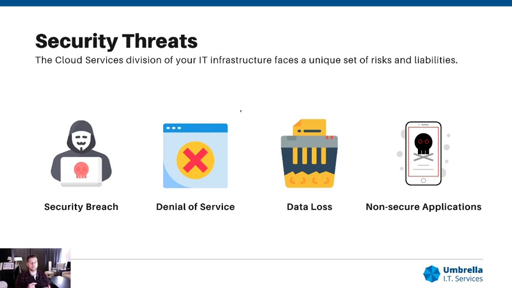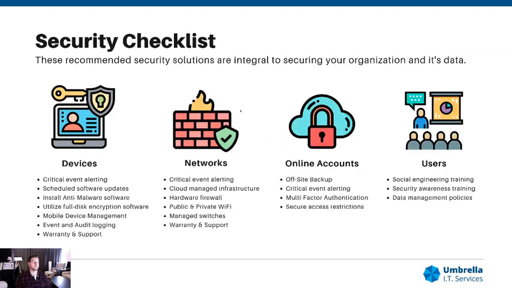So make sure that you're being aware when you're sharing information online. Make sure that you've got a backup plan in case you get hit by a denial of service. Make sure that you've got redundancy in place in case you get hit with data loss, and make sure you're not giving all these random applications access to your data.